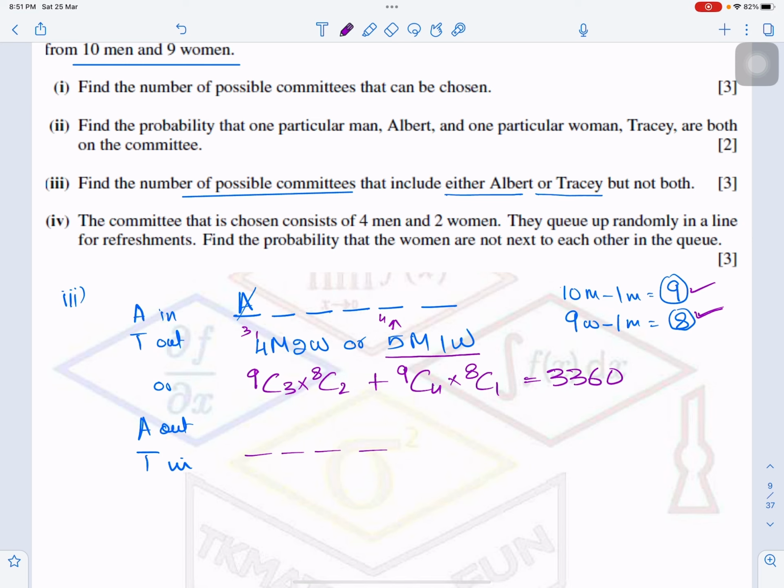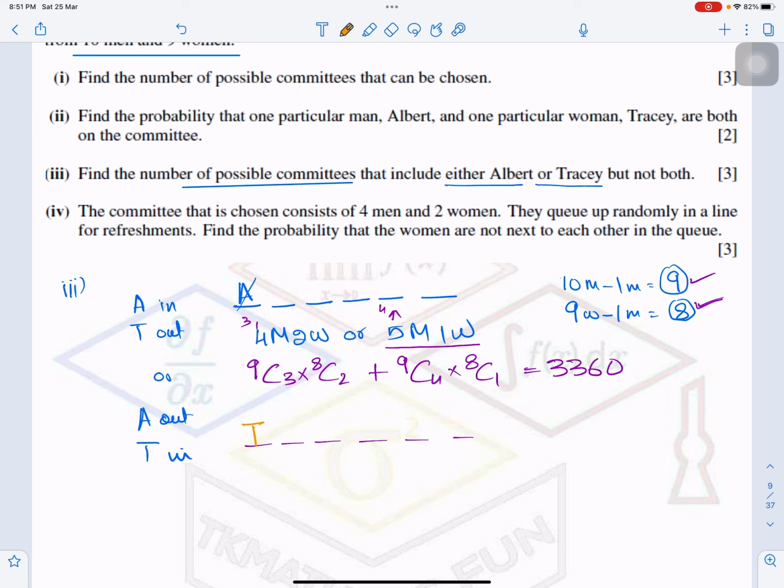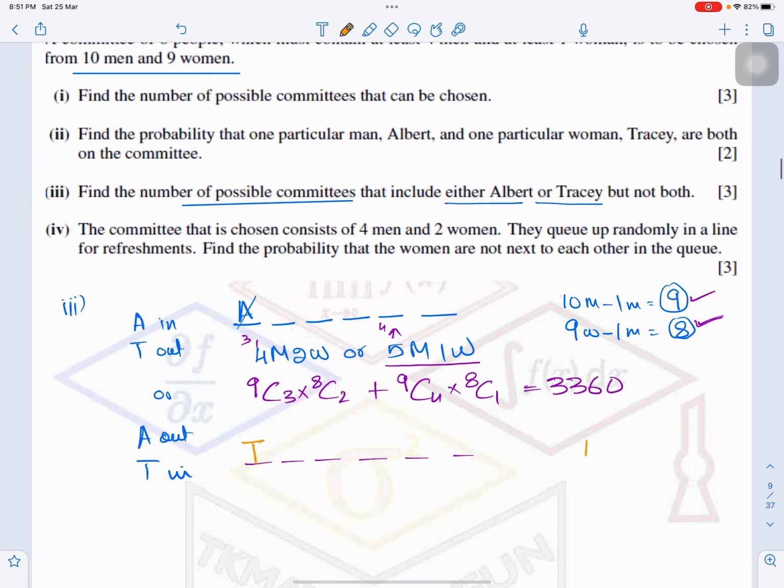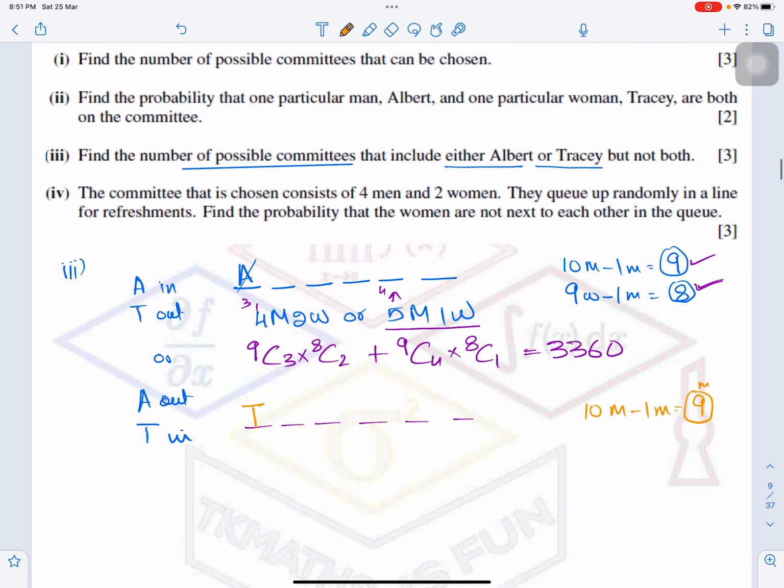Now let's take the second case when Albert is out. 1, 2, 3, 4, 5, 6. Now Tracy is in. So now if Tracy is in and Albert is out, I have 10 men minus 1 because Albert is out. So now my selection for men will be done from the remaining 9. And there were 9 women. Tracy is in, so I'm subtracting it. Now remaining selection will be done from the 8. So again I'm writing the basic condition: 4 men, 2 women, or 5 men, 1 woman.